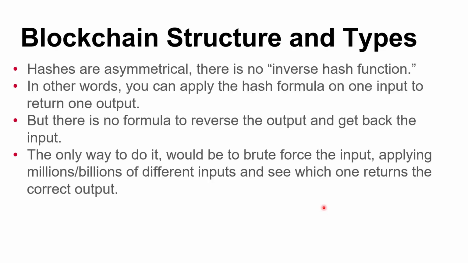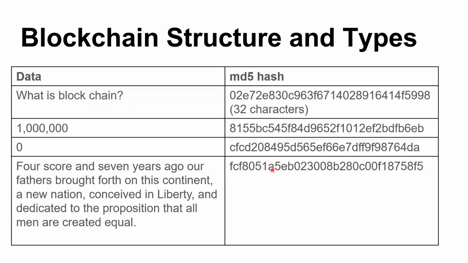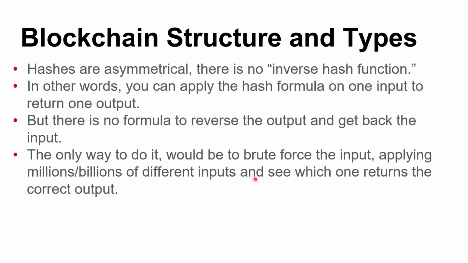Hashes are asymmetrical, so there are no inverse hashing functions. In other words, we can't apply a formula to a hash and then return the input. There is no formula to reverse the output and get back what was input into the hash algorithm. So we cannot take these hashes and necessarily get back what we put in. Sometimes you could see some applications that do have that reversing function, but just consider that more of a learning type of approach. Hashes are considered to be asymmetrical.